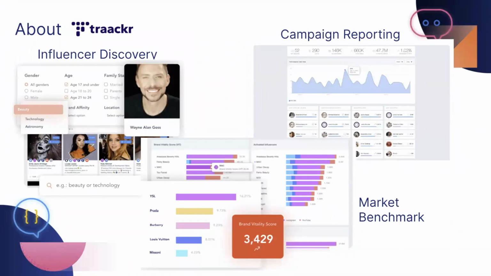Traackr aims to be the system of record for influencer marketing, empowers the influencer programs for some of the world's top brands, such as L'Oreal and Revlon. Customers leverage Traackr in many capacities, but with regard to search, I wanted to call out three functional areas.